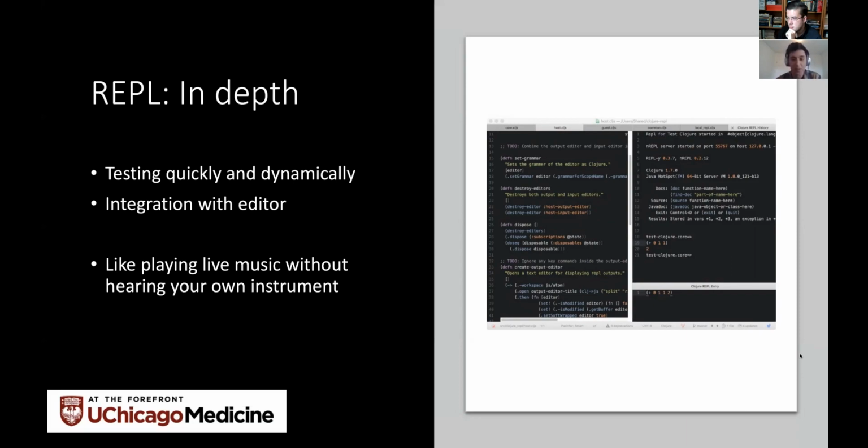I read somewhere online that programming without a REPL, once you're used to programming with a REPL, is like playing live music on stage without being able to hear your instrument. And I think this is definitely true, especially for a student.